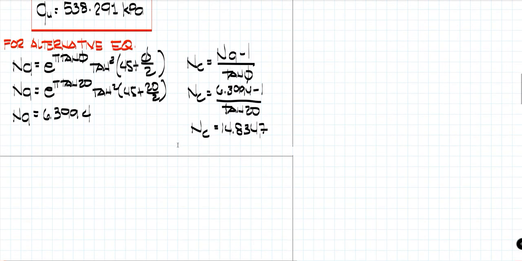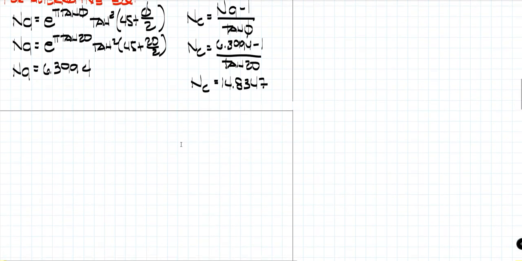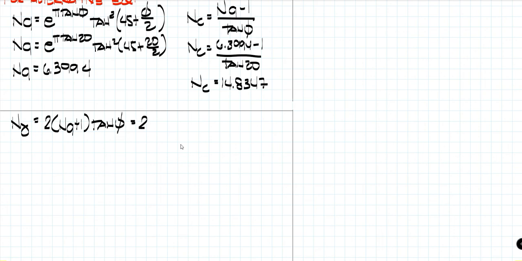Last one na kukunin natin will be yung N gamma. Our N gamma will be equivalent to a value 2 times NQ plus 1 times the tangent of phi. So, that will be 2 times yung NQ natin, which is 6.3994 plus 1 times tangent of 20. So, that will be an N gamma equivalent to 5.3863. So, unitless pa rin since this is a factor.